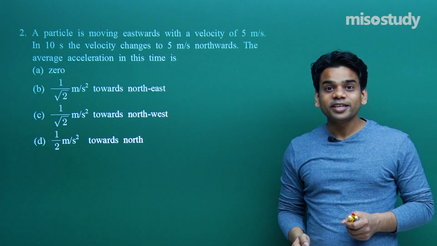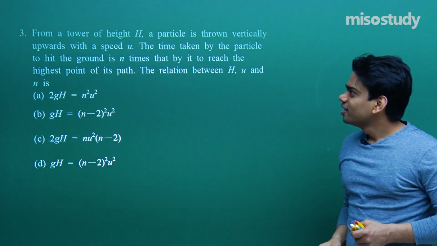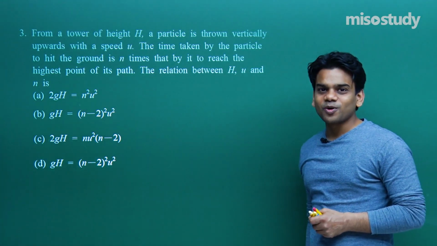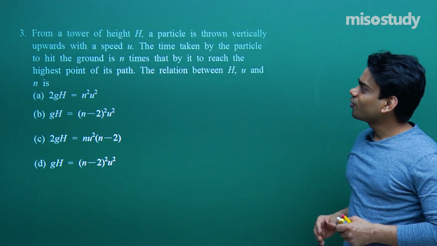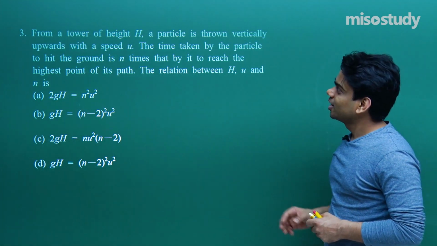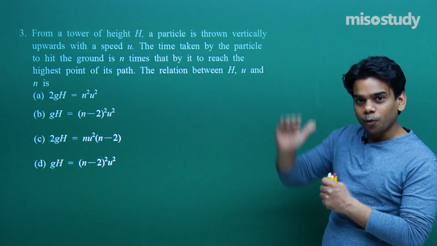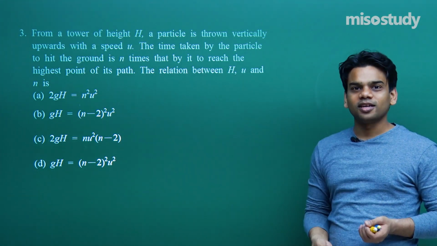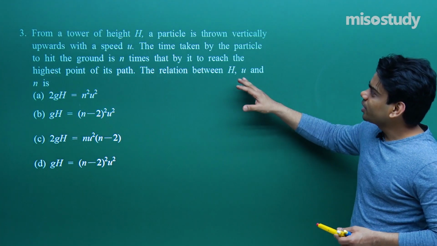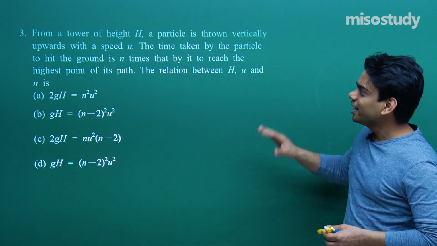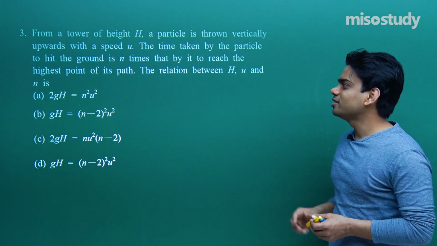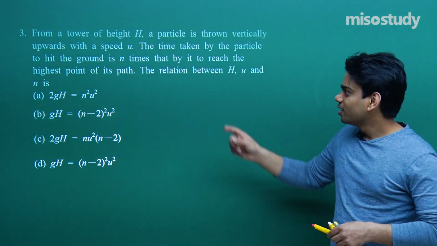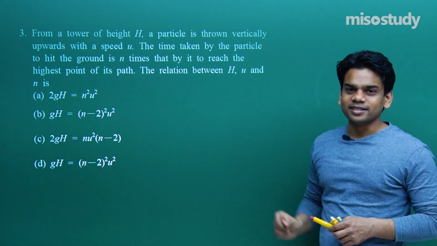Now let's go with the next problem of the day. Third one. This is an interesting problem. From a tower of height capital H, a particle is thrown vertically upwards with a speed u. So you have taken a particle, you have thrown it upwards, it comes down. The time taken by the particle to hit the ground is n times that taken to reach the highest point of its path. The relation between h, u and n is.